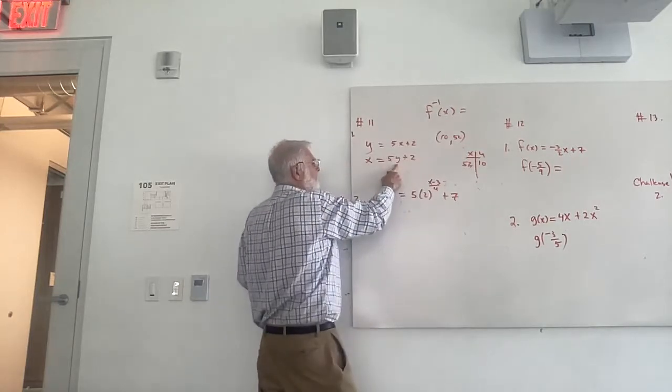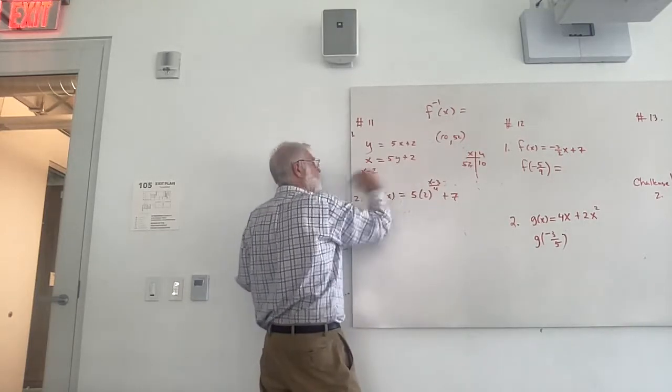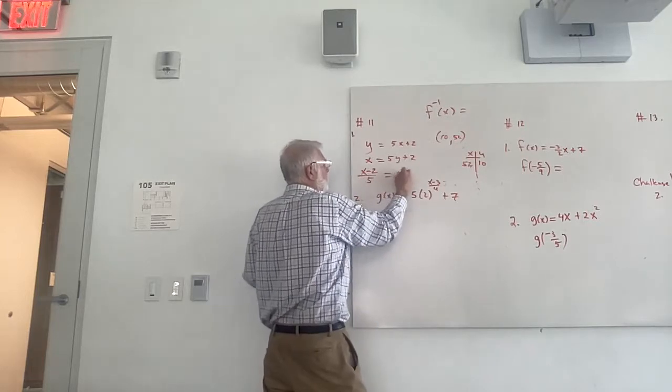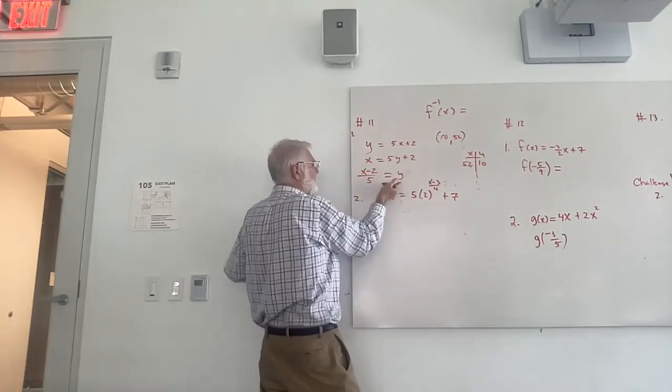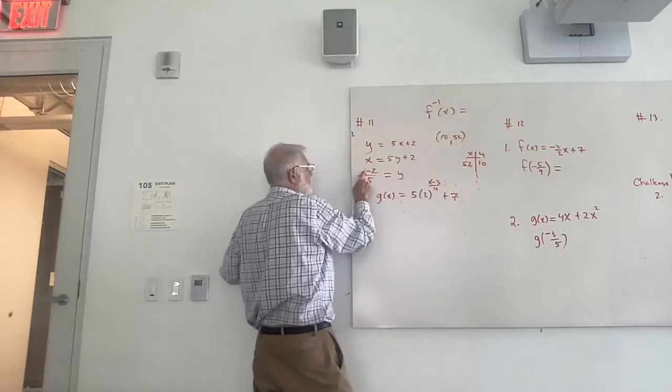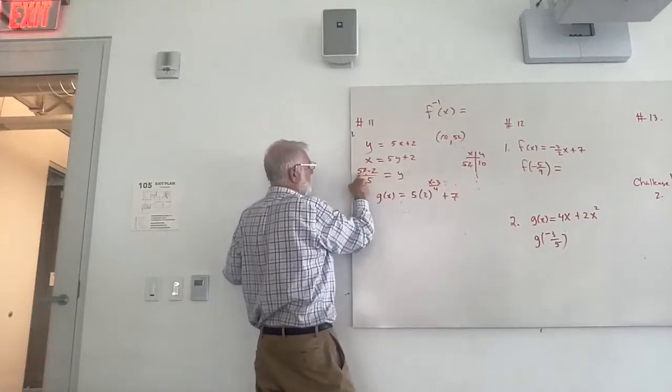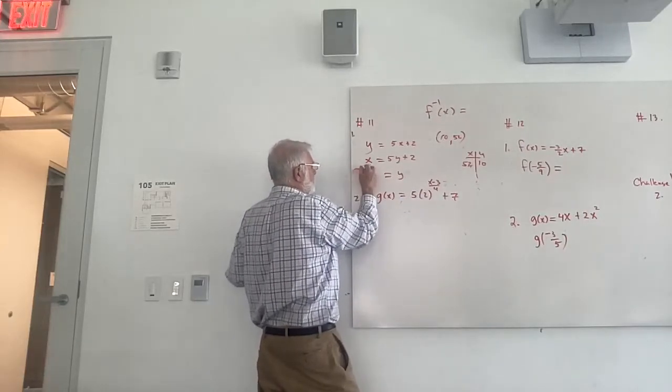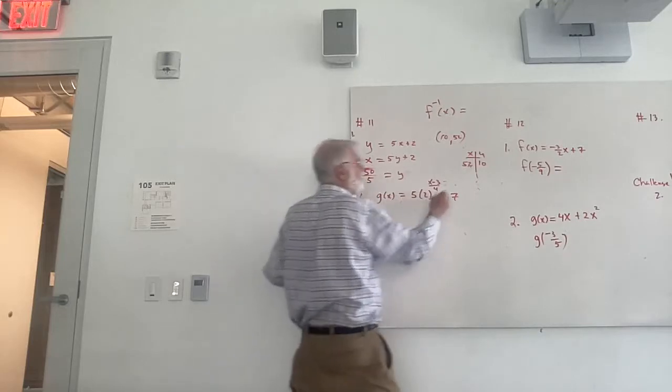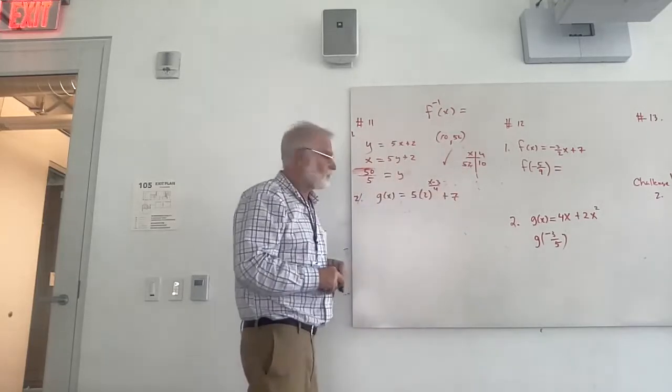So we go here and we switch them. And then we simply solve for y, which is x minus 2 divided by 5. And then we check our new calculation. We drop in a 52. 52 minus 2 is 50. 50 divided by 5 is 10. We move on. We didn't make a mistake.